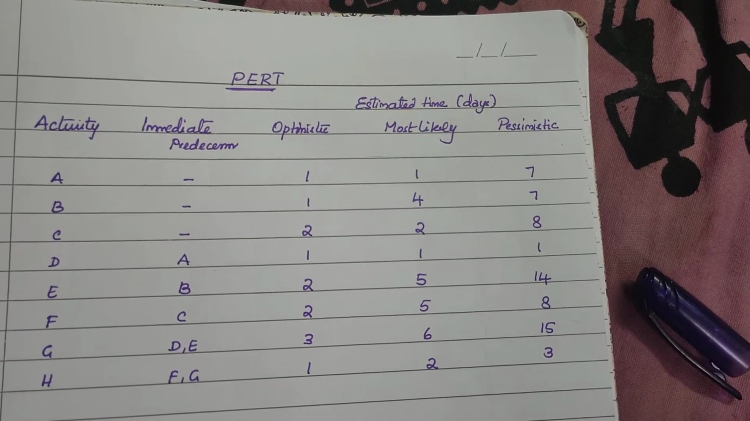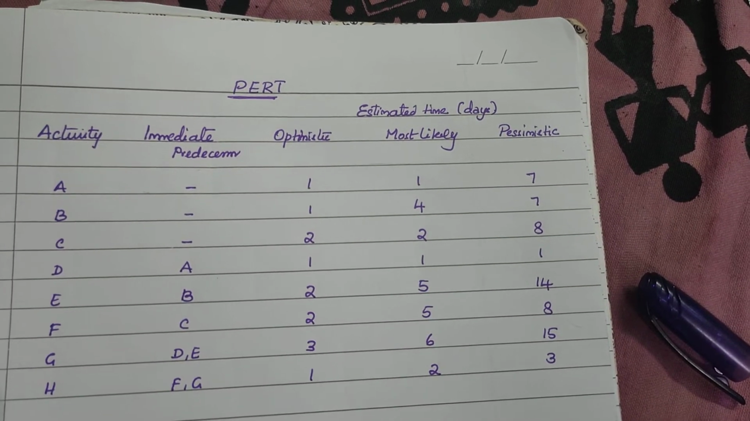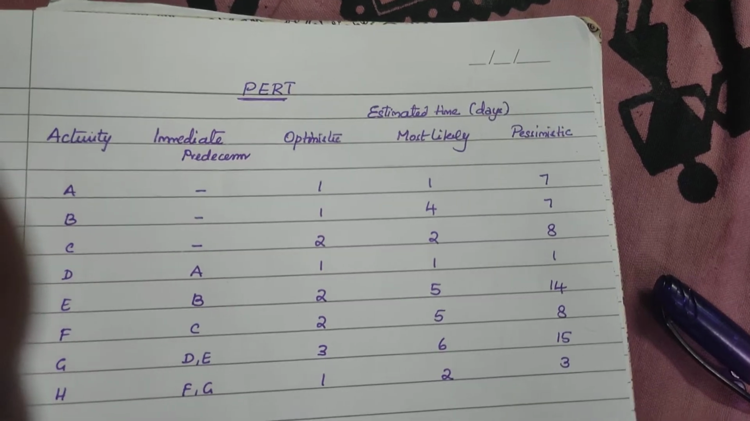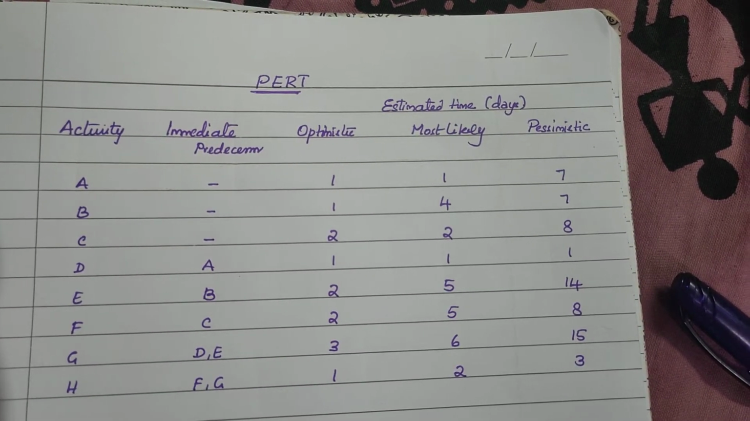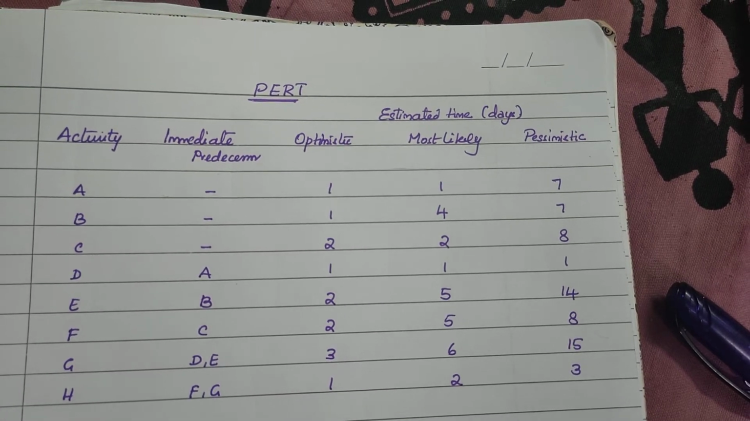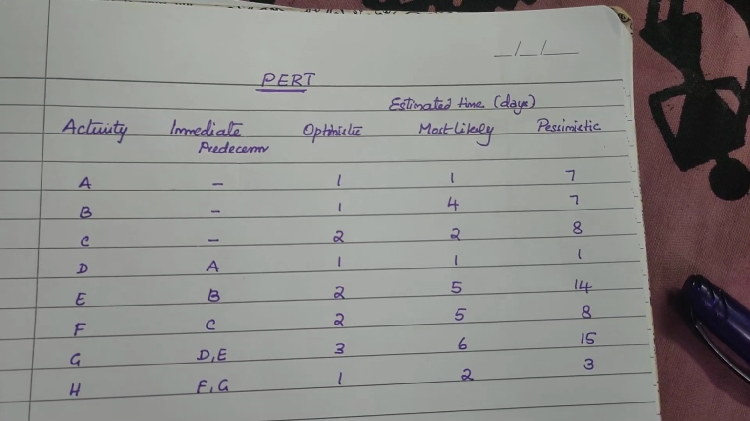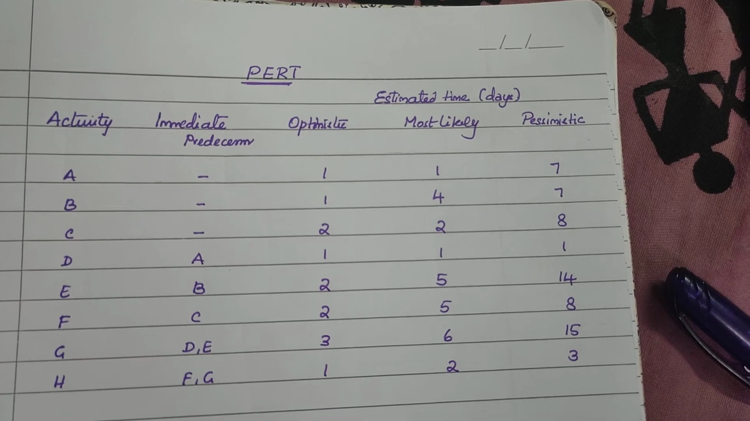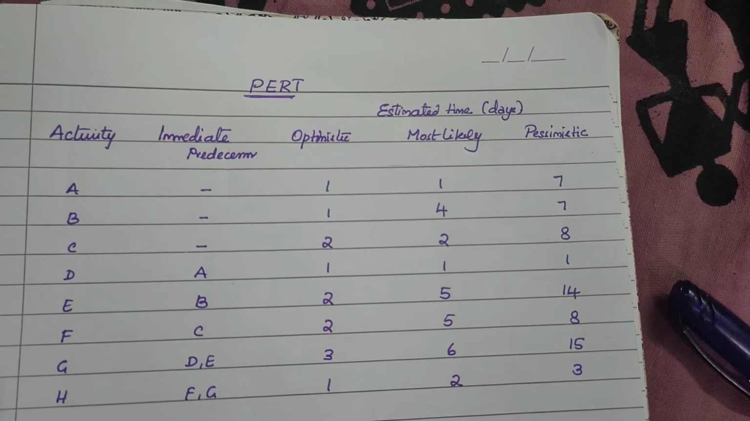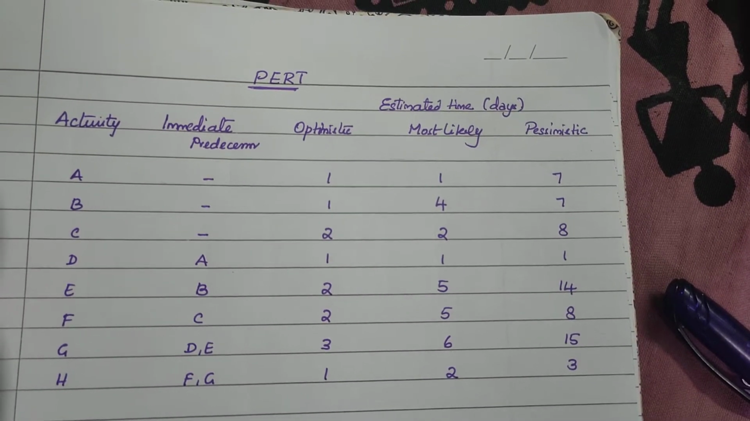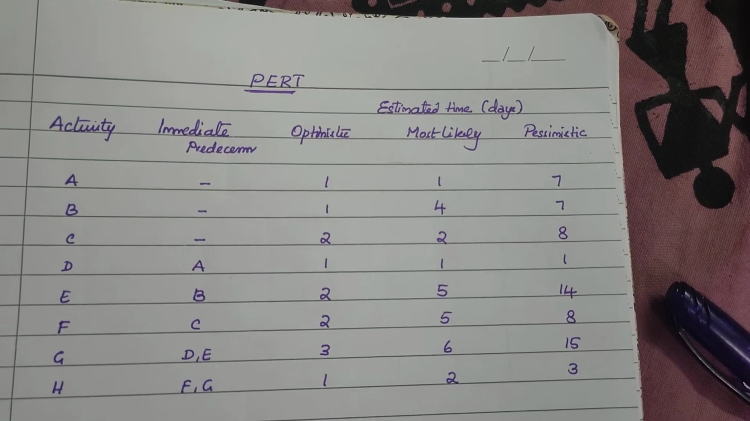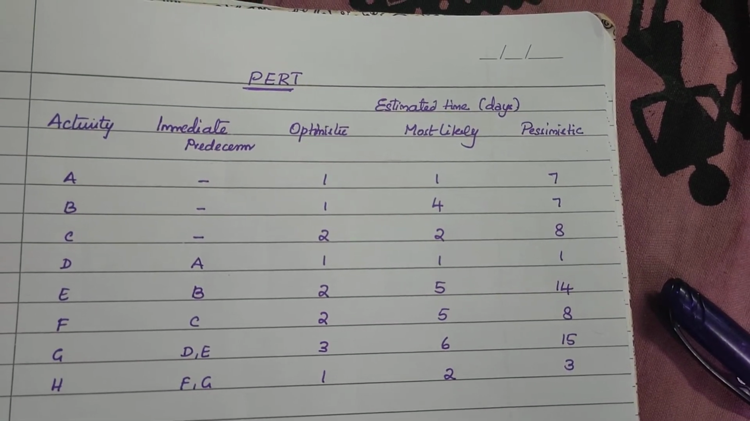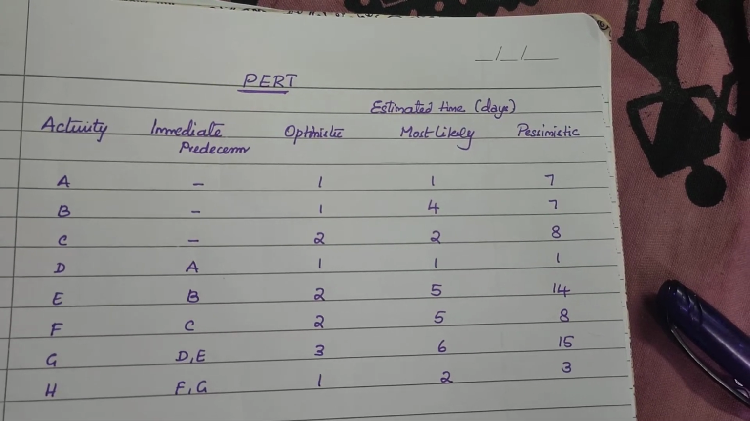Okay, now we are going to see the PERT method of solving a network diagram. We have already seen the CPM method, and if you notice here, you have similar columns to a CPM method. You have an activity, a predecessor activity, and then a time estimate. In a CPM method, you have a single time estimate, so it is a deterministic model. You have a single, exactly determined time estimate.